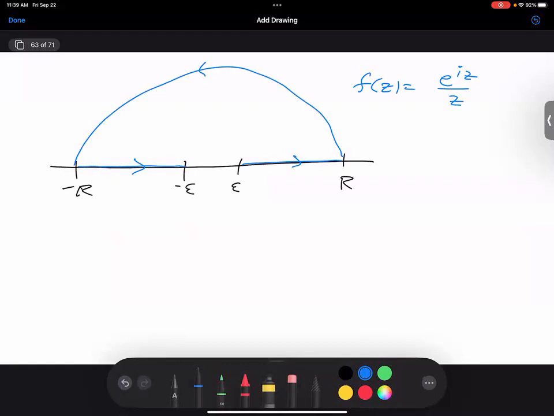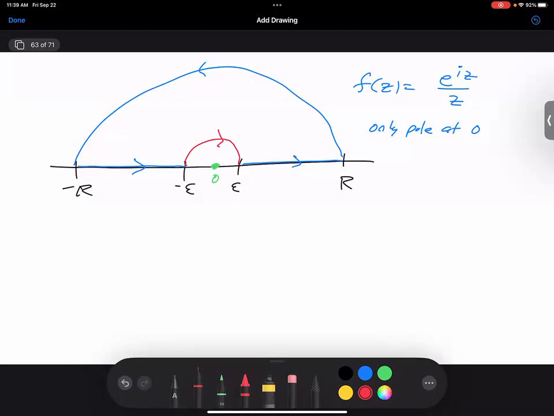Where is the only problem point for that function? Yes? 0. Yep. So the only pole is at 0. Okay. So do you want to include 0 in the region or not? Okay. So there's two ways to do that. If you don't include 0, then we're going to have to do something like this. We're going to add this extra curve like this. And now the function is holomorphic in the region.